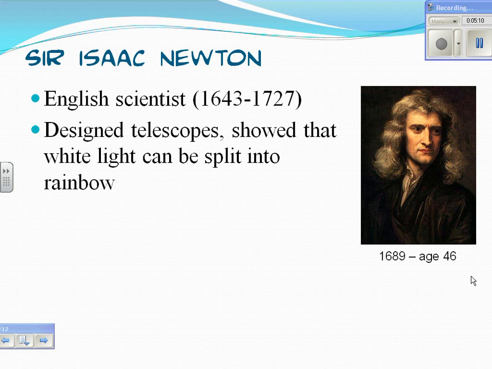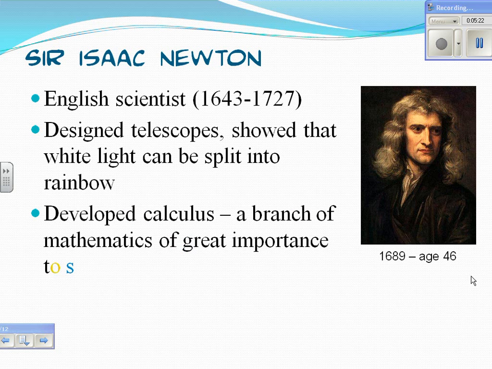He did telescopes, and he also worked with prisms and was the first person to show that white light can be split into the rainbow of colors, and kind of explain then how rainbows are formed. He developed calculus, which is an extremely important branch of mathematics, especially in science. He actually developed this at the same time as another man named Leibniz. Newton got the credit initially because he published his work first, although nowadays we know Leibniz was at least as important in that, and developed it at the same time.